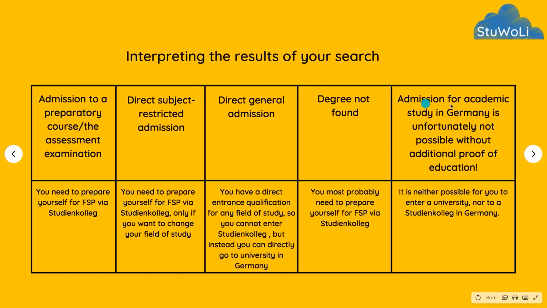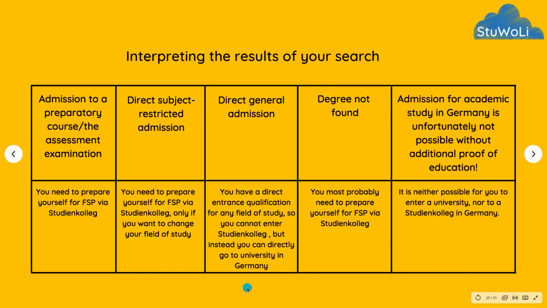And then there are some of you who have admission for academic study. Admission for academic study in Germany is unfortunately not possible without additional proof of education. In this case, it's actually really not possible for you to enter university or even Studienkolleg in Germany. You need to do some further education in your home country in order to be able to enter the German education system. Play with the DAAD mask, the database, and see what you could have done, what you could have added, what you could have answered differently to those questions, which would have enabled you to enter at least a Studienkolleg. This is a complex topic, I know.